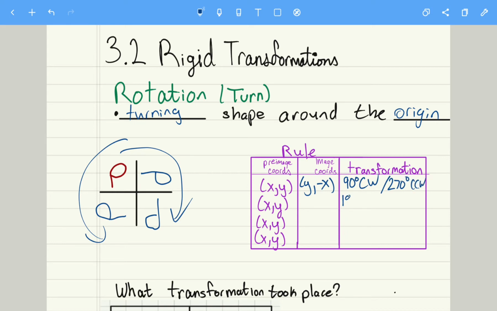Now, let's say we do 180 degrees. Now, 180 degrees is the same both counterclockwise and clockwise. So for this one, the x and y are going to stay in the same location, but both of them are going to change signs.